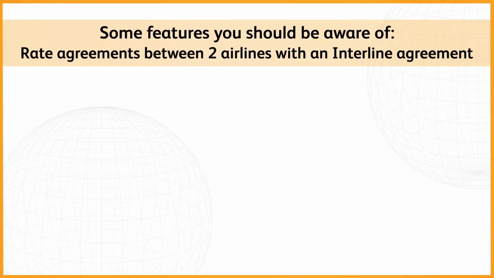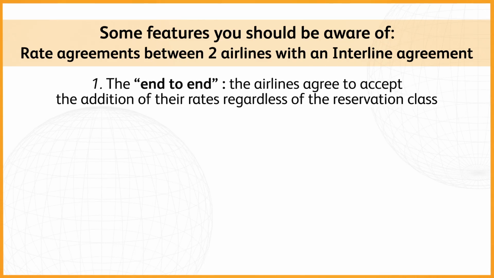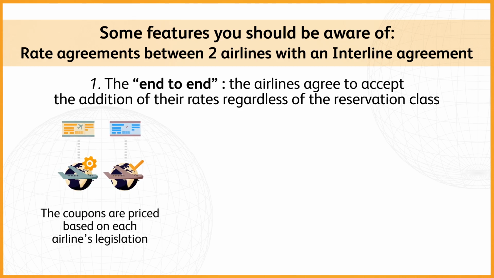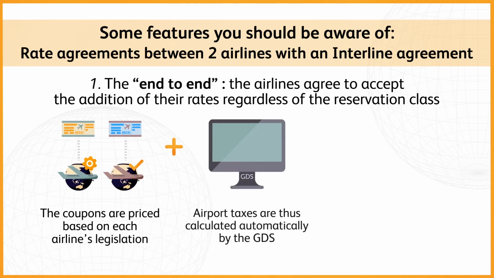Rate agreements between 2 airlines with an interline agreement. Before reaching an interline agreement with another airline, it is good to be aware of a few mechanisms that are going to govern the revenue collected by each of the carriers. There are 2 possibilities. Either the airlines agree to accept the addition of their rates regardless of the reservation class. In this case, the coupons are priced based on each airline's legislation. Airport taxes are thus calculated automatically by the GDS.